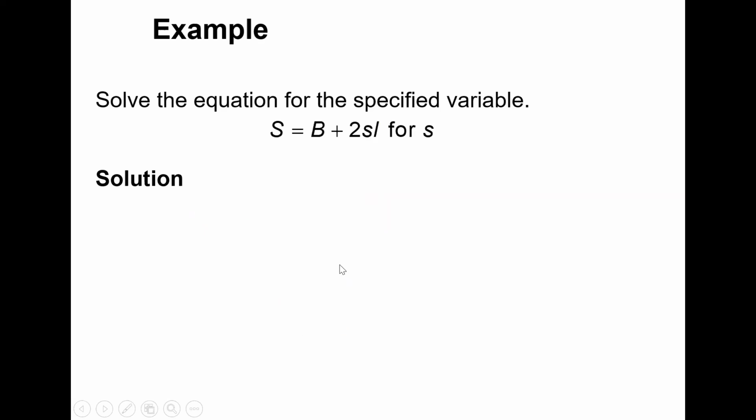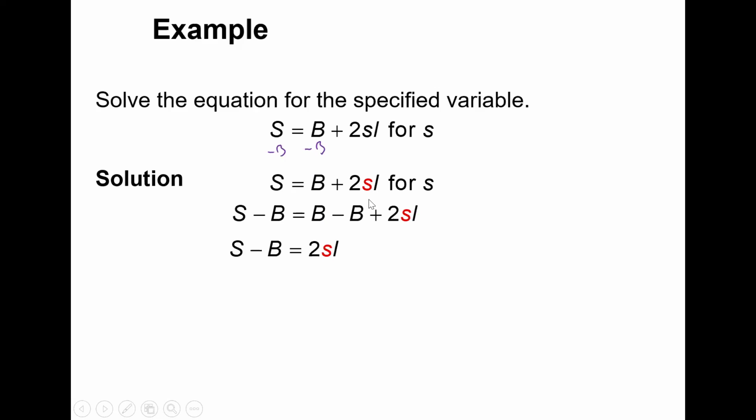All right, what if we want to solve for s? Well, first things first, we have to kind of go in reverse order of PEMDAS. So first thing we have to do is subtract b from both sides. Okay, so when we do that, we get s minus b, and then we're subtracting that. So those cancel, and we have 2s plus l is left. Now we want to solve for s. So what we can do is divide by 2.